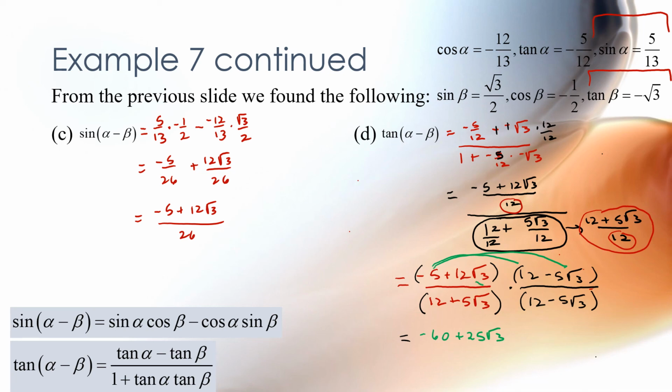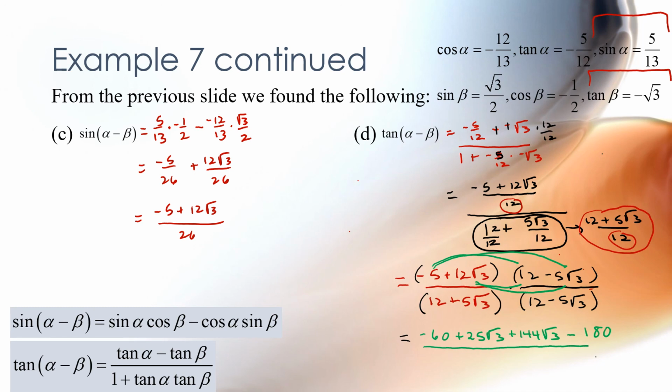Now I'm going to multiply the insides. 12 times 12 is 144 times the square root of 3. And 12 root 3 times minus 5 root 3 is what? It's going to be negative, well, 12 times 5 is 60, and the root 3 times root 3 is just 3, so 60 times 3 is 180. That's what I have up on the top.